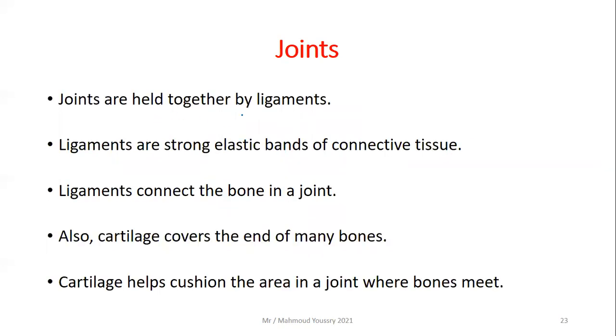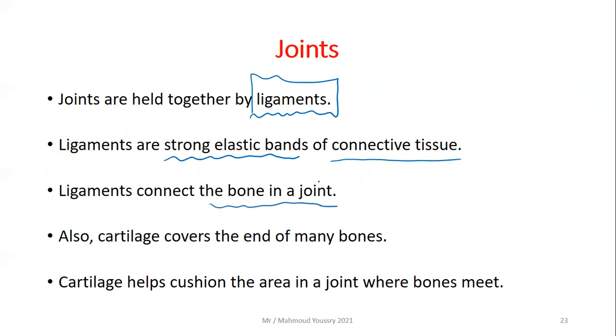Then joints are held together by ligaments. This is a very important part, the ligaments. Ligaments are strong elastic bands. Do you remember the rubber bands? They are strong elastic bands of connective tissue. Ligaments connect the bones in a joint. So all our bones are joined together or connected to each other by ligaments.